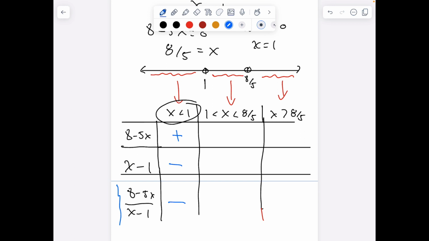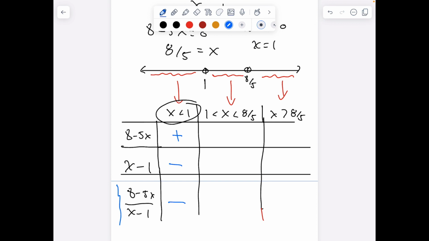So some people worry, oh, what if you pick 0 for 1 and then another value, does the inequality hold? Yes, it does. There's a more rigorous way to prove that, for example, that 8 minus 5x is positive for all x less than 8/5, but we're not going to do that here. It would work out in a similar manner to what I'm working with here.